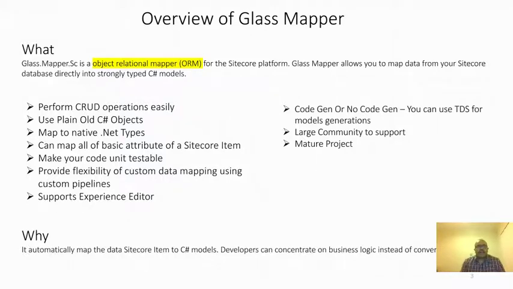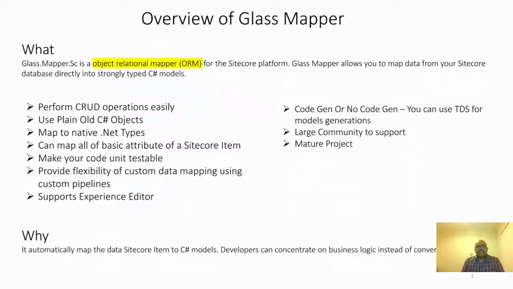Glass.Mapper supports interfaces. You can declare the model as an interface or as a class. If you use an interface, you can easily write unit testable code, and it provides flexibility. If you want, you can customize your mappings using custom pipelines, and it also supports the Experience Editor. Apart from this, instead of writing the models by hand, you can also use TDS to generate the models.